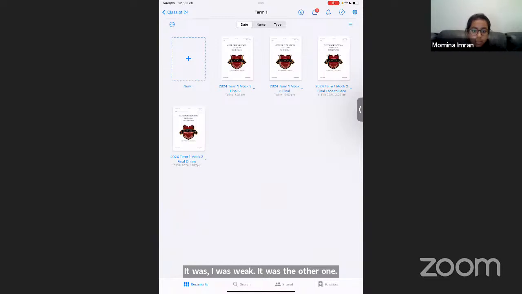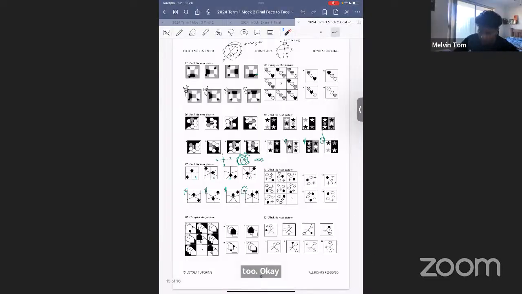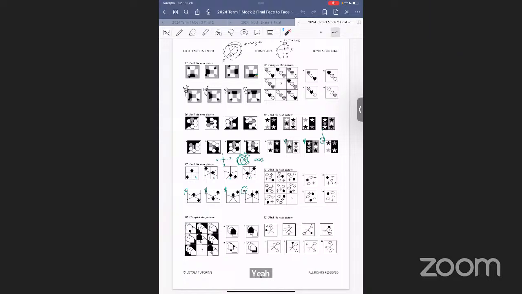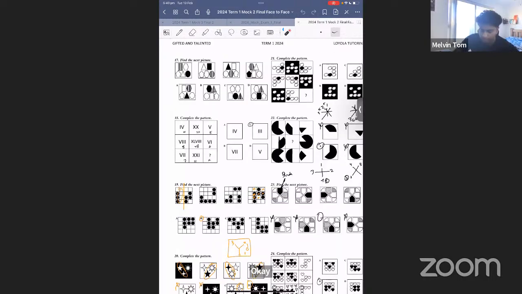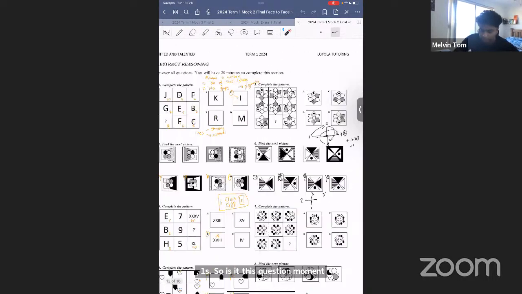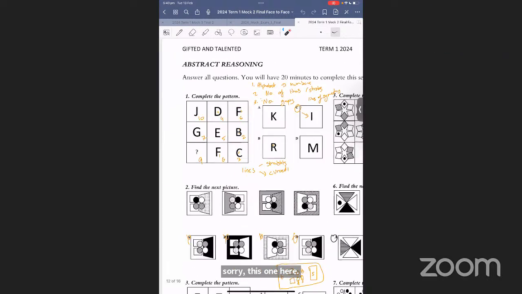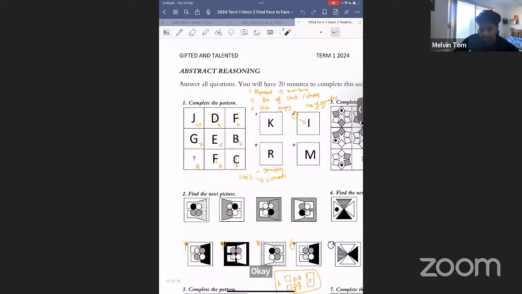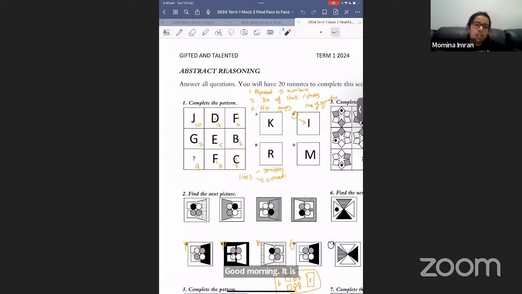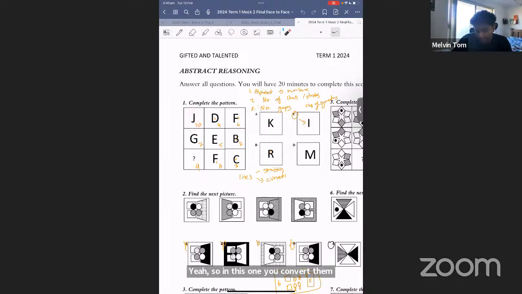My question is in mock exam 1, question 6 of abstract reasoning. Okay, 1 second. So is it this question, Momina? Here, sorry, this one here. Yes. I didn't understand it. So in this one, you convert the letters to numbers. J is 10, F is 6, D is 4. And you can see 10 minus 4 is 6. 7 minus 5 is 2. Then 9 minus 6 is 3.